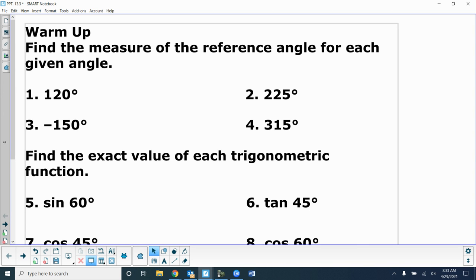Quick warm up here. What's the reference angle for 120? 60. You guys are awesome. What's the reference angle for negative 150? 30. Awesome.